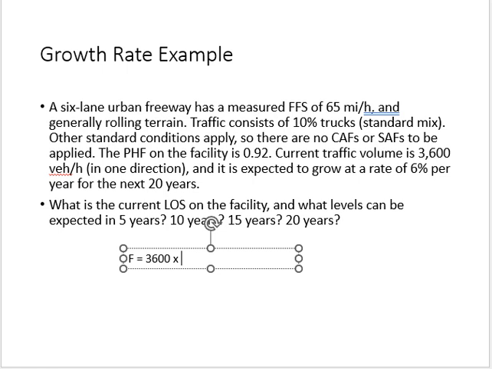So in year 2, the value is not 6% of 3,600. It's 6% of the value of year 1. In the 5th year, it will be 6% of the value in year 4. So you cannot just multiply 6% by 5. So we use an equation which is the growth rate equation, the future value equation.